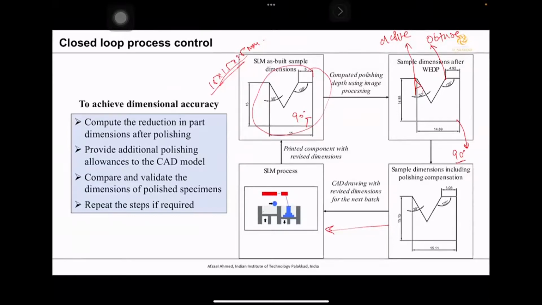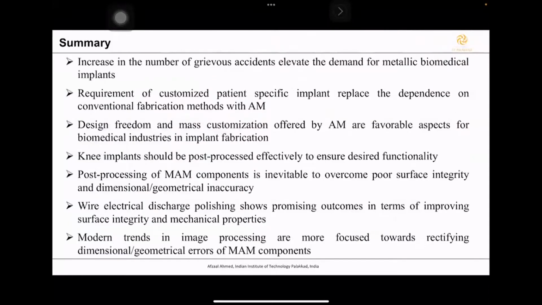But as of now, this is for angular components, simple convex and concave features, as well as for inclined surfaces. Planar is always there. So with this, I would like to conclude my talk now. And this is the summary of my talk.